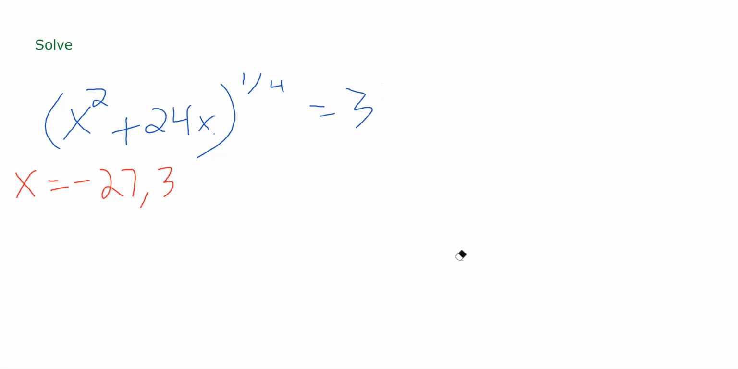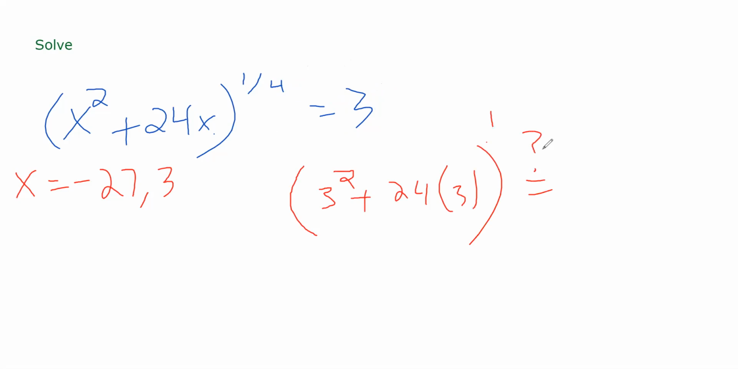Yeah, we need to check these potential solutions in the original equation of x squared plus 24x to the 1/4 power equals 3. Well, I'll just tell you right now, the 3 will work. Let's try the 3 real quick. So we're going to have 3 squared plus 24 times 3 raised to the 1/4 power. We're asking, does that equal 3? And it turns out it will.